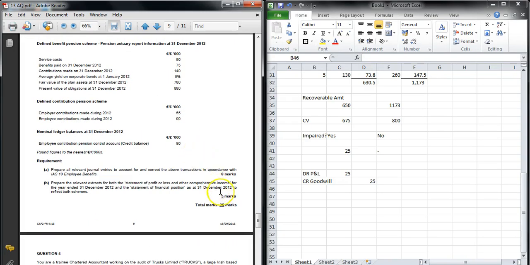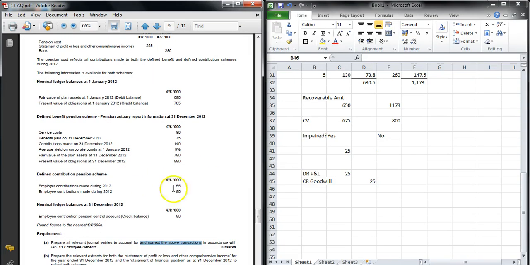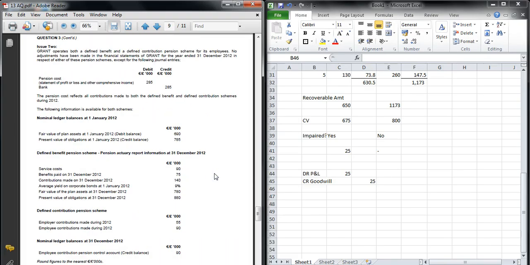So you're asked two parts here for 13 marks. Prepare all the relevant journal entries, firstly, and correct the above transactions. So you want journal entries and correct the above transactions, and prepare the relevant extracts from the SPLOCI, Statement of Profit, Loss, Other Comprehensive Income, and the SOFP for the year end 2012. So the first thing we're going to work at is we're going to start by doing all the relevant journal entries to record the defined benefit scheme and the defined contribution scheme for the period. Now again, pause it now and read down through it to make sure you're comfortable with all the information given.